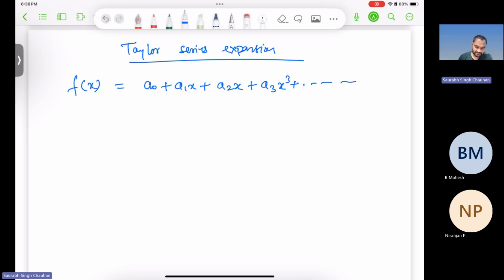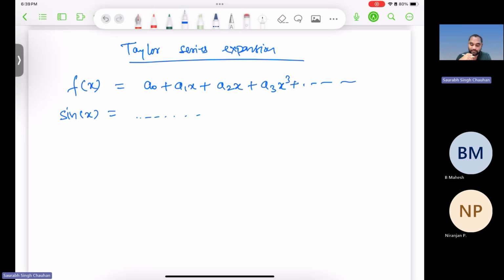This function can be anything. This can be, for example, sine x. So you need to write the Taylor series expansion of sine x or cos x maybe, or e to the power x, any function it can be. Now you have to find the values of these coefficients, right? You have to find a0, a1, a2, a3, and so on.